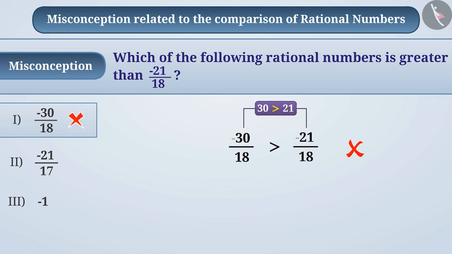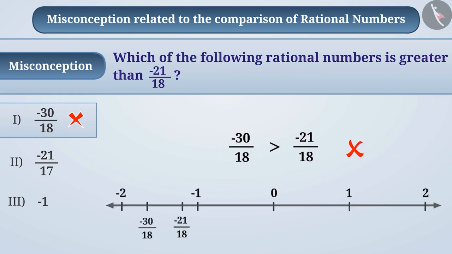This is incorrect because if we mark -21/18 and -30/18 on the number line, we will see that -30/18 is to the left of -21/18. Therefore, -30/18 is smaller than -21/18. Comparison can also be done as follows.